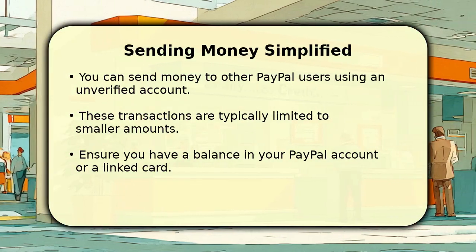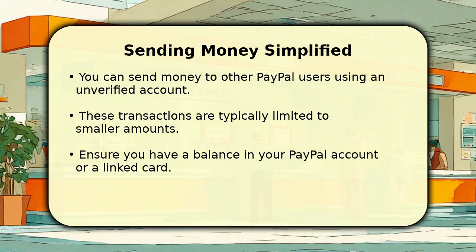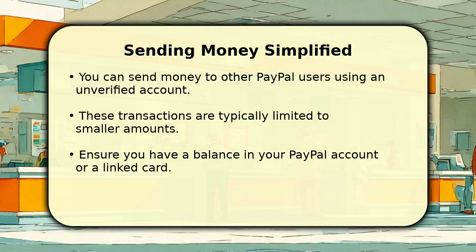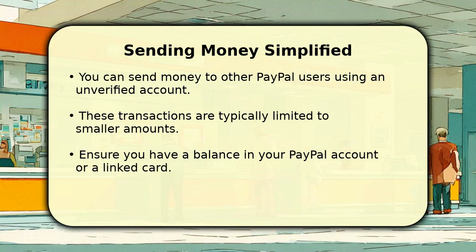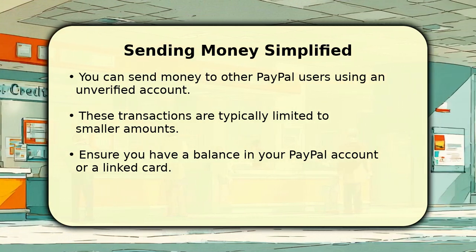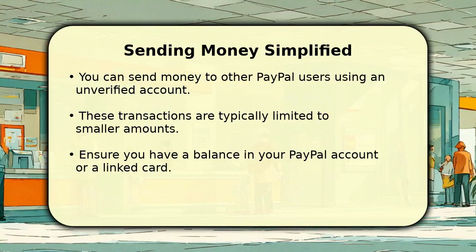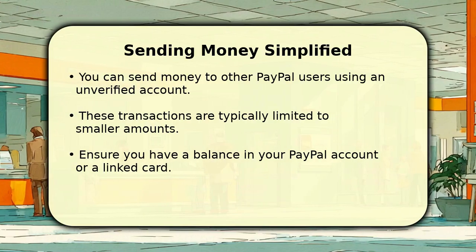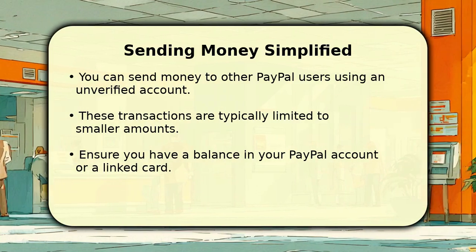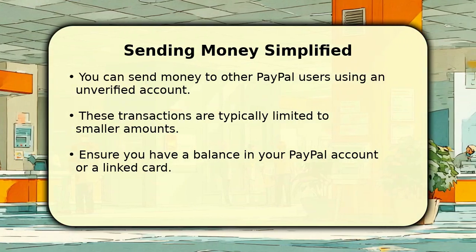Sending money with an unverified PayPal account is possible for smaller sums. You might typically be able to send up to a few hundred US dollars in a single transaction, using funds already in your PayPal balance. If you've linked a debit or credit card, you can also use that, within similar limitations. Always double-check your recipient's details carefully before confirming any transfer to ensure your funds go to the correct person.